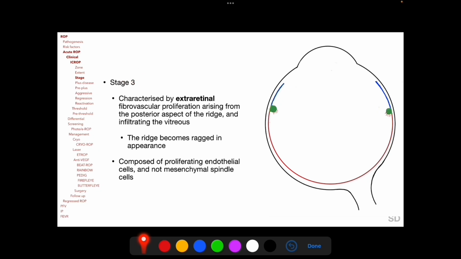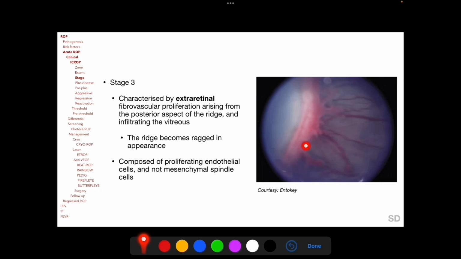Stage 3 ROP is characterized by extraretinal fibrovascular proliferation arising from the posterior aspect of the ridge and infiltrating the vitreous cavity as shown here in this diagram and as can be seen here in this clinical photograph. And because of this extraretinal fibrovascular proliferation, the ridge becomes ragged in appearance. Extraretinal proliferation is composed of proliferating endothelial cells and does not contain mesenchymal spindle cells.